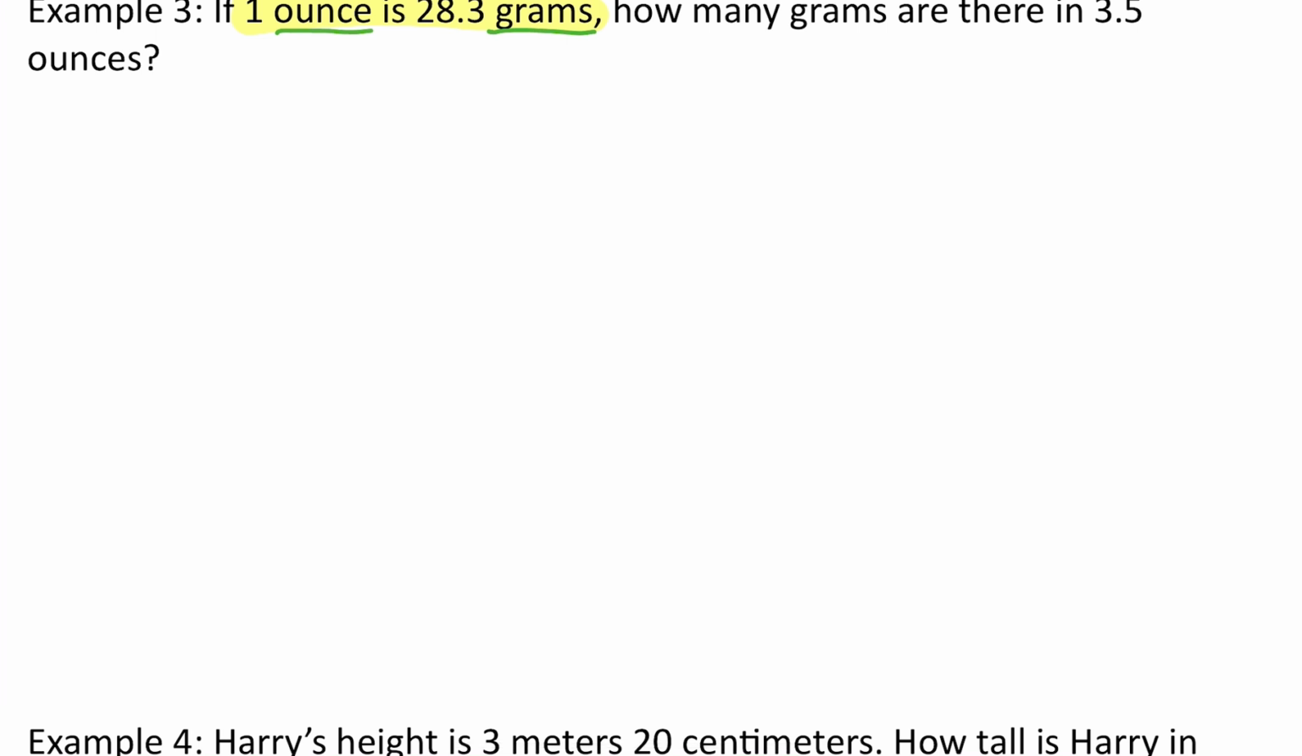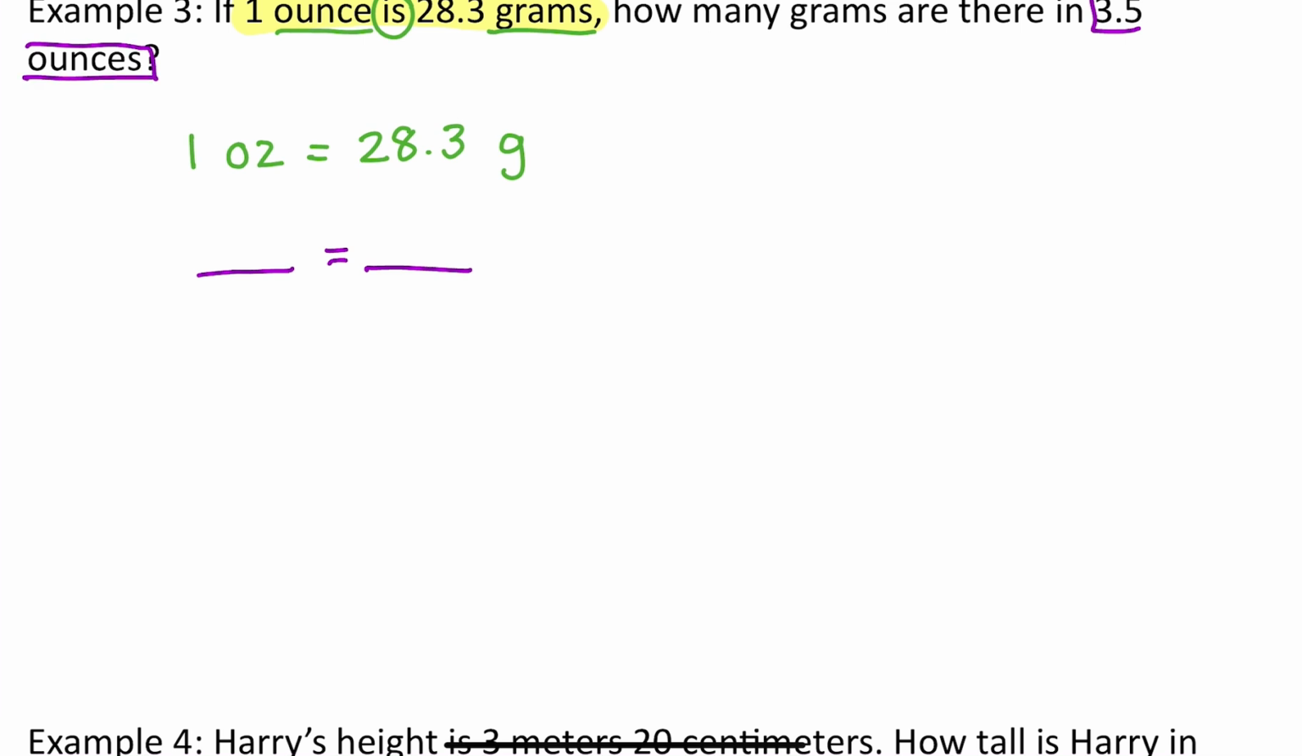Is an equals word. So 1 ounce is 28.3 grams. It already told me that. So my third number that we would set up below would be 3.5 ounces. So that's going to go on the ounces side. So 3.5 ounces is how many grams? And then we would just solve like normal again.